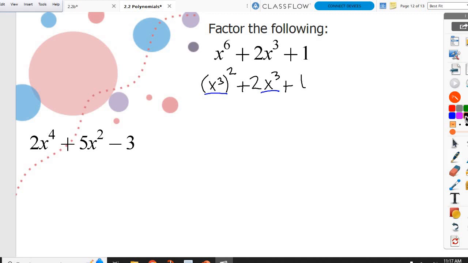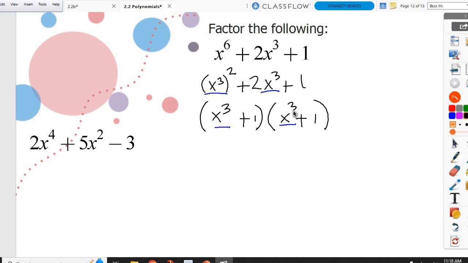So we would be looking at what multiplies together to give us 1 that adds together to give us 2. What do we get? 1 and 1? Now, the only difference here is that normally we would just put an x here. This time, because the thing that was the same for both of them was an x cubed, both of them get an x cubed instead. We can still factor it the same way.